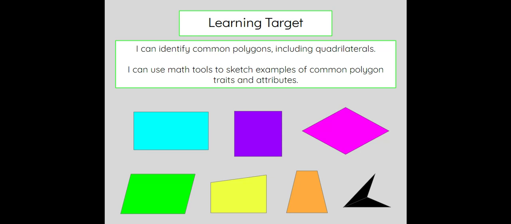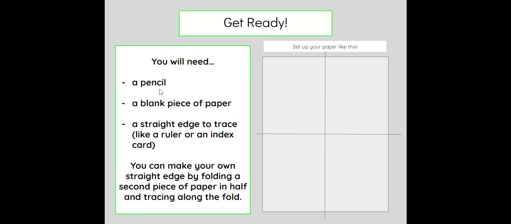So you are going to need some math tools for today's lesson, and they should be things you have handy at home. Let me go over them. You're going to need a pencil, a blank piece of paper, and a straight edge to trace, like a ruler or an index card. You could also make your own straight edge by folding a second piece of paper in half and tracing along the fold. So pause this video so that you can get the materials needed for the rest of this lesson, and then press play again when you're ready.